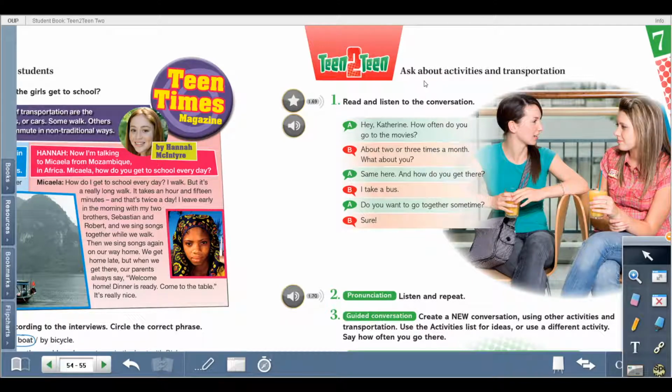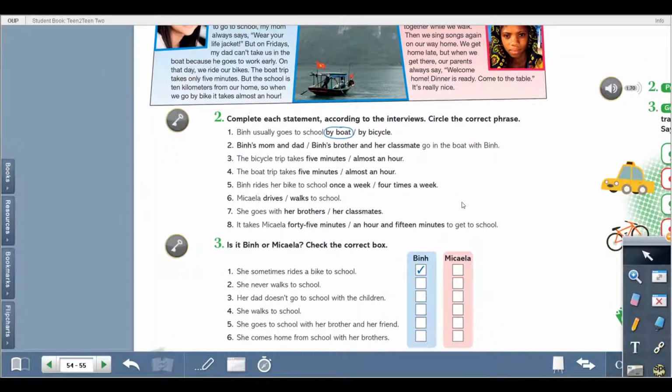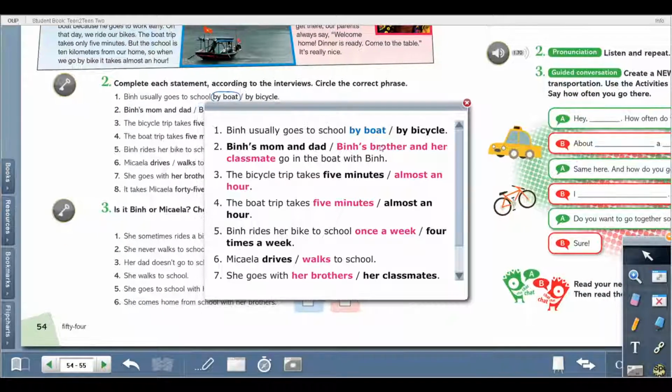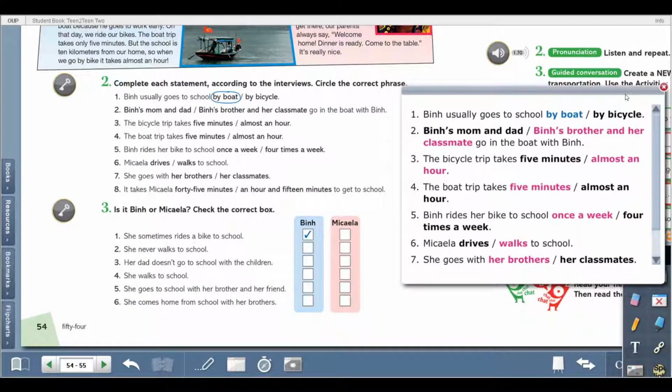Okay, we came to ask about activities and before that, sorry, we have to give the answers to you. Now, Bin usually goes to school by boat or by bicycle. Which one? Well, it was by boat.